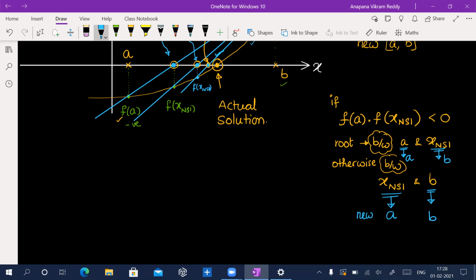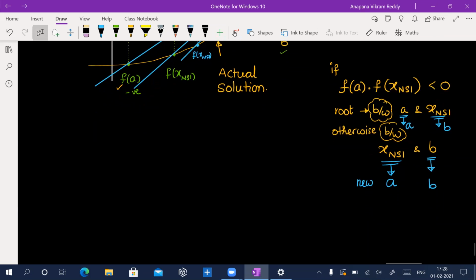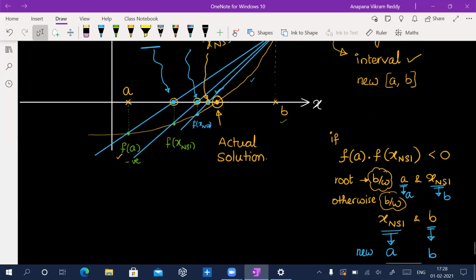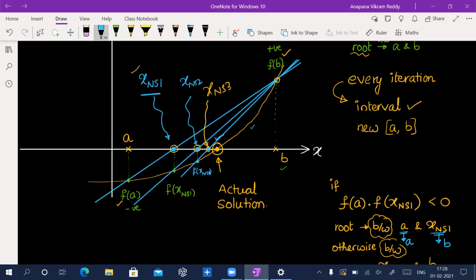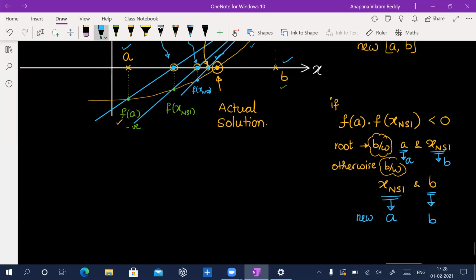Now you can go for similarity of triangles, or you can use the equation of a straight line within the interval. For example, I'll take this one. For a given interval AB, can you understand my writing here? Yes, sir, it's clear.